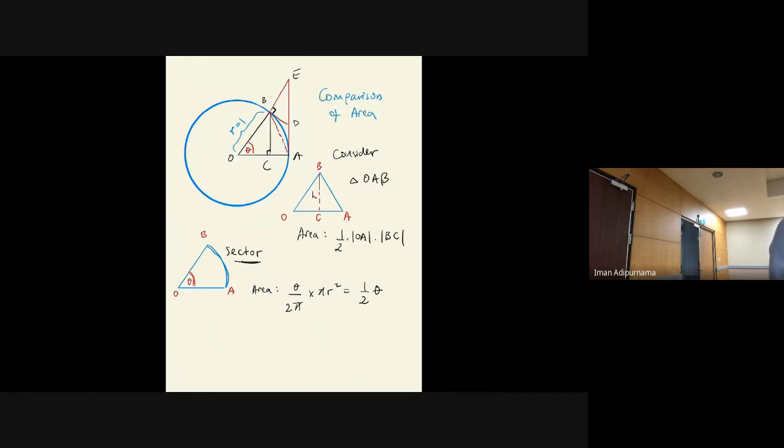And the area for triangle OAB is half times OA, where OA is the radius, 1, times BC. We can get BC from the sine: sine theta is BC over OB. Because OB is 1, sine theta is BC. So I can write this as half times 1 times sine theta.